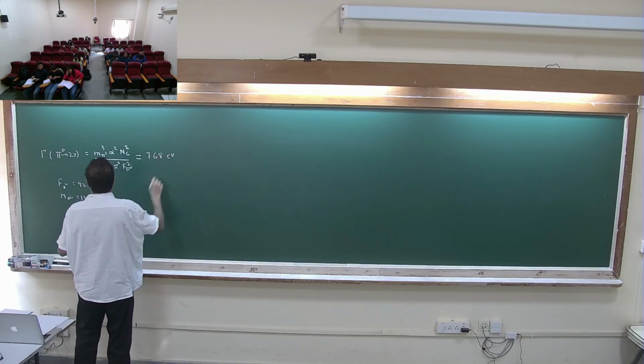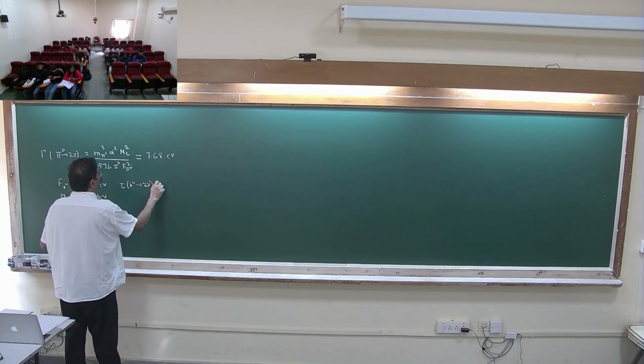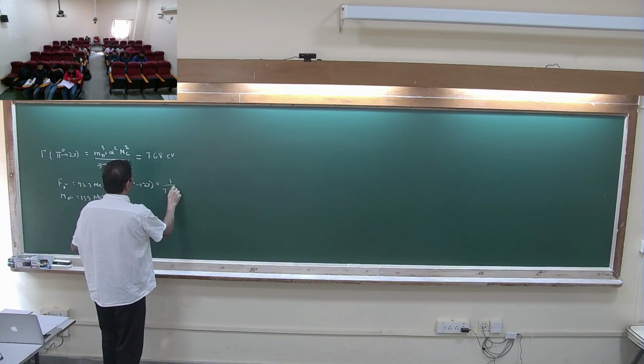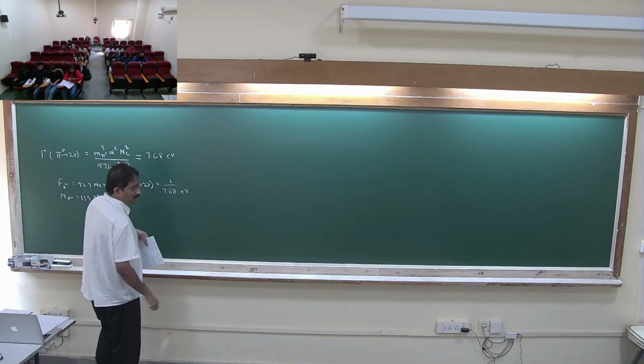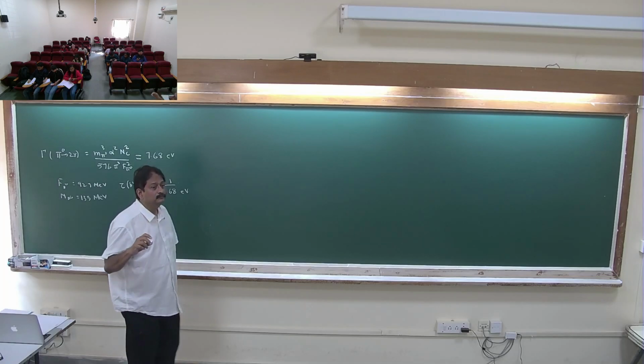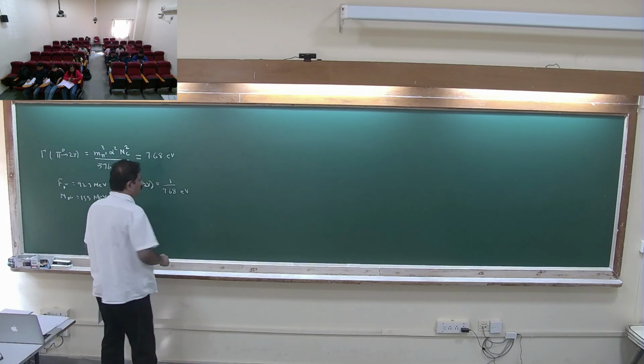Very good. So now how about computing the lifetime of phi 0 going to gamma? It is 1.1 by 7.68 eV downstairs, where we have to multiply it by something. Okay, what's the something? No. Lifetime should be in seconds.